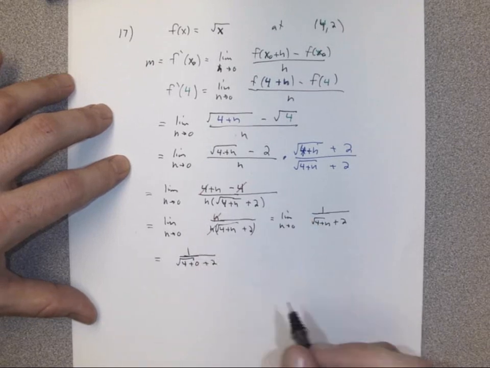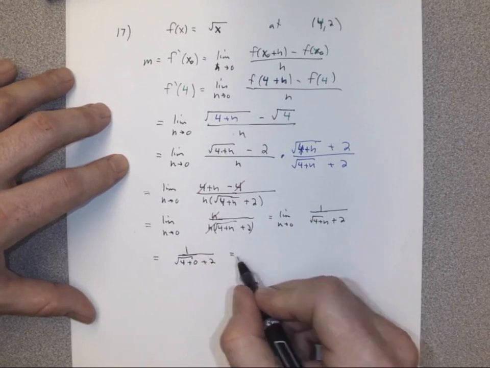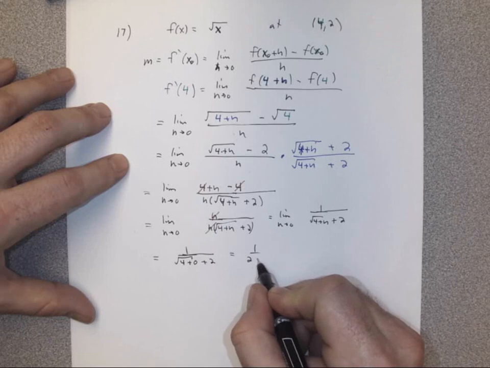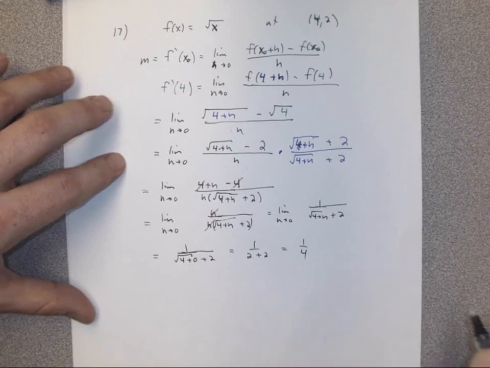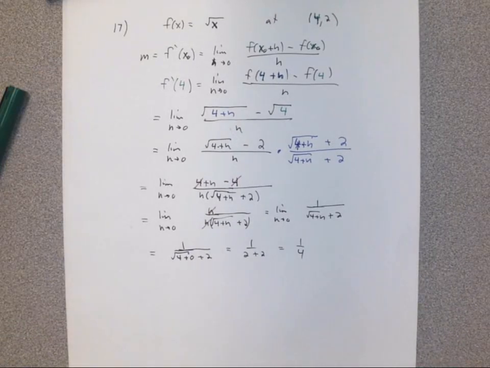If you write 0 over 0, how many points are you going to get? 0. 2 plus 2. 1 over 4. You guys agree? Okay.